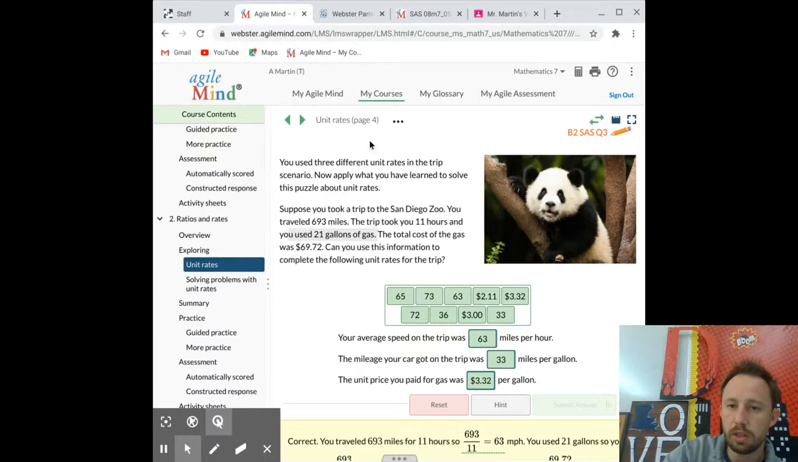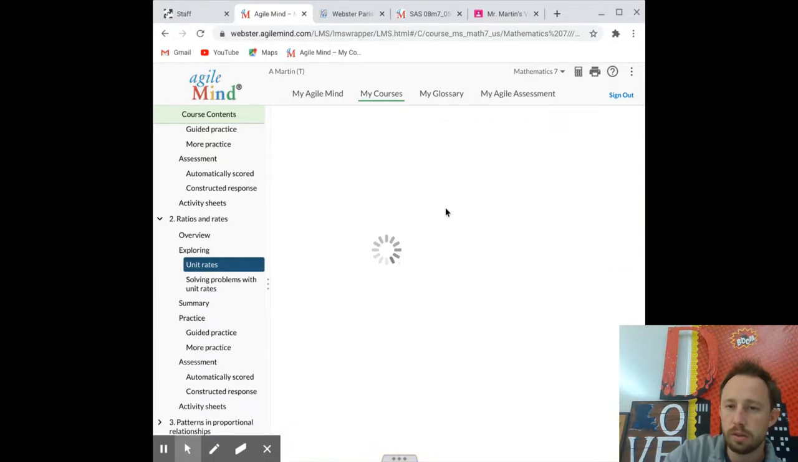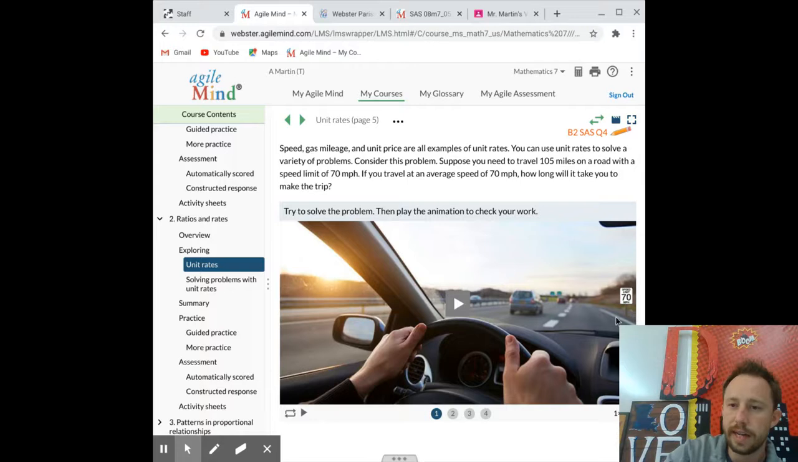All right, moving on along. This is where we get into the good stuff. All right, so read this for us, please, Devin. Speed, gas mileage, and unit price are all examples of unit rates. You can use unit rates to solve a variety of problems. Consider this problem. Suppose you need to travel 105 miles on a road with a speed limit of 70 miles per hour. If you travel at an average speed of 70 miles per hour, how long will it take you to make the trip?